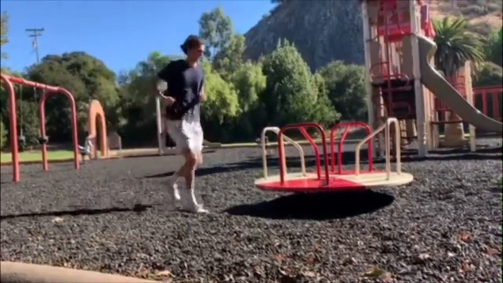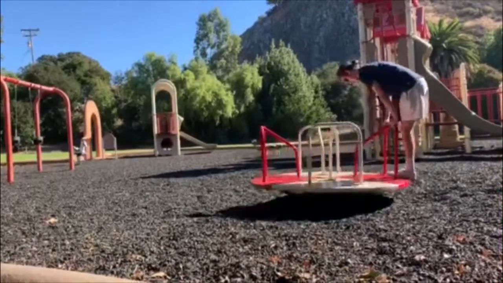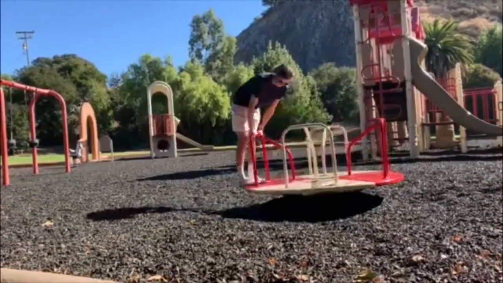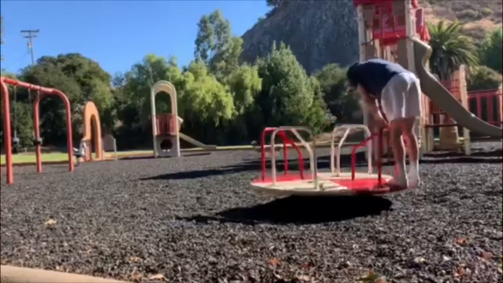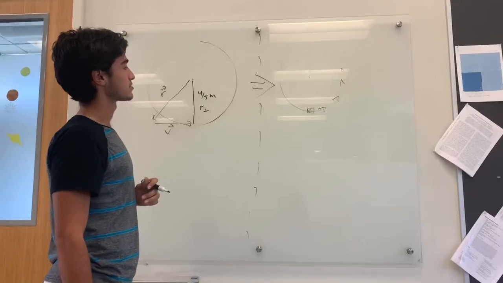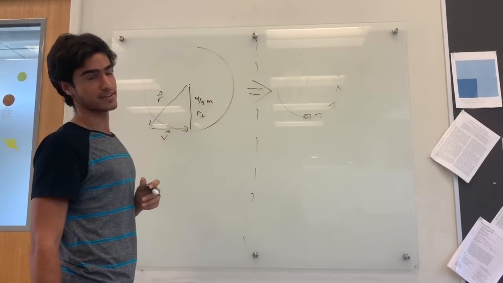Okay, here you can see this is our first method. He's jumping on and it spins. It's a collision. Whoa. So we're trying to calculate the moment of inertia of the carousel.